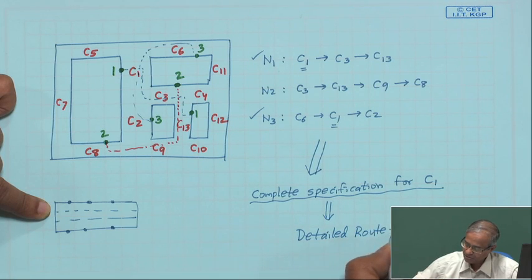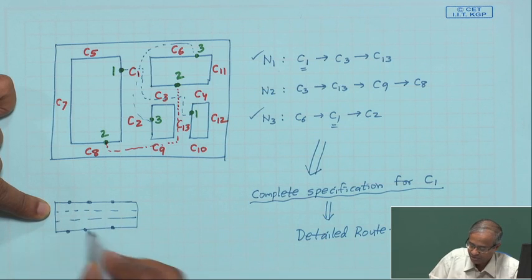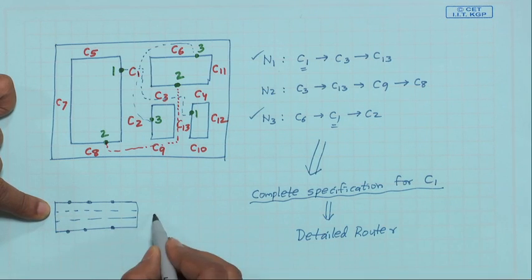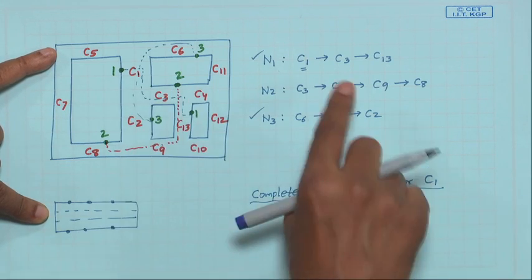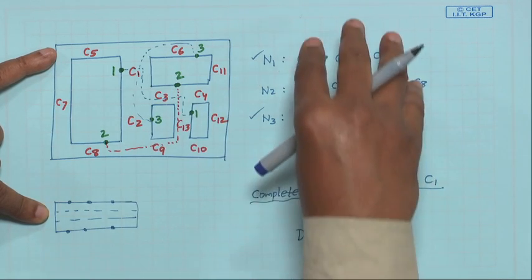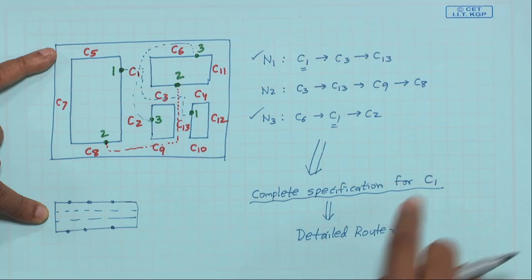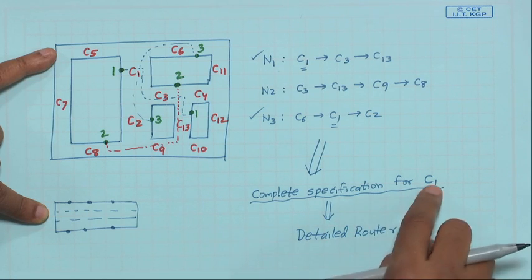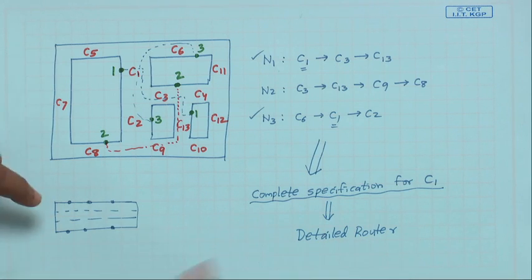Now the detailed router will have the exact specification for this channel: how many nets are going through it, from where each is coming, where it is going and so on. This is the basic idea. The global router gives information like this, from which you can compile information for every channel, and each channel will be solved individually and independently by the detailed router. So, it is like a divide and conquer problem.